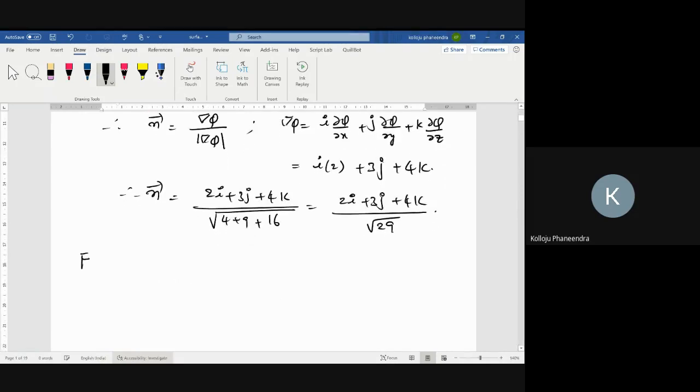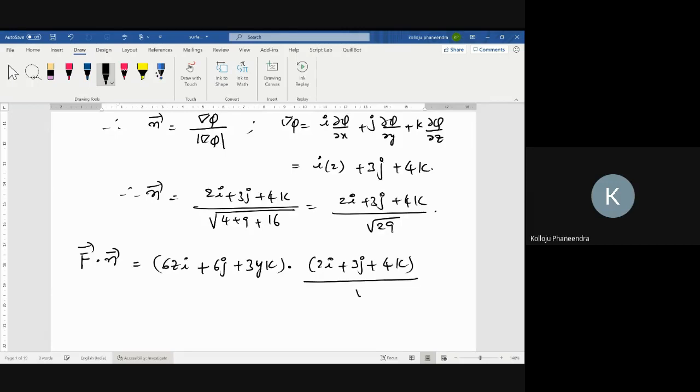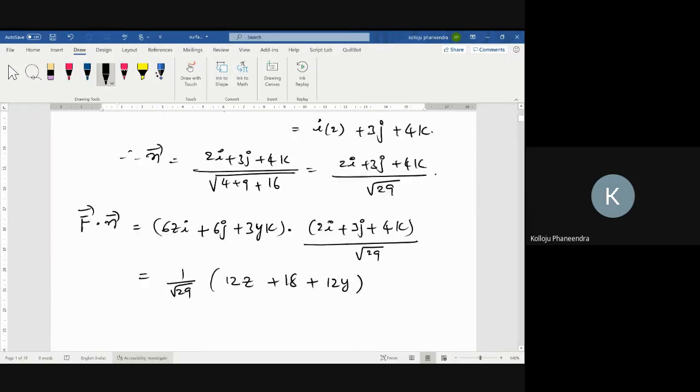Next one, I have to calculate f bar dot n bar, which is inside the integration. f bar is given as 6zi plus 6j plus 3yk, dot (2i plus 3j plus 4k) over root 29. That is equal to 1 over root 29 times: 12z you will get first term, and 18 next one, 12y. This is f bar dot n bar.